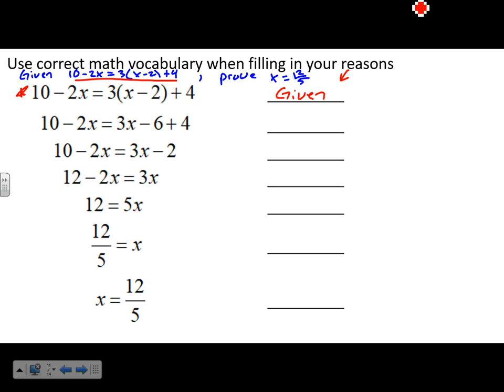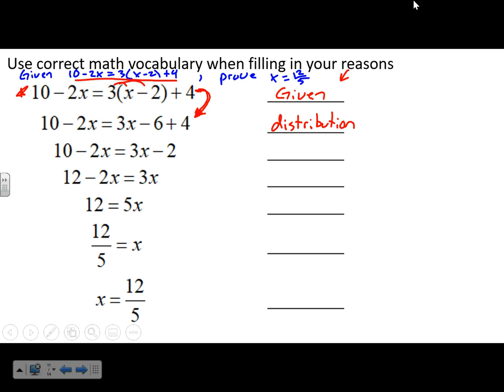So now, I always start with given, and then I ask myself, what did I do to get from this step to this next one? Well, it looks like I took this 3 and I distributed that. So that is a distribution step. I'm sure there's a fancy name like the distribution property of equality, but we know that's distribution. We can just say that's what we did. We just distribute. And if you just said distributed, that's fine.